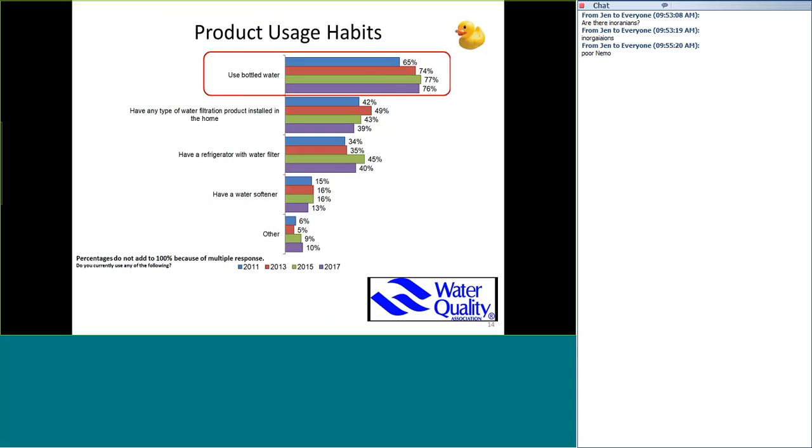Just on another side note, this is the most recent WQA consumer study that just came out. You've all heard me talk about this before, but look at this. In 2017, 76% of the people out there are buying bottled water. By the way, only 13% have a water softener. So when you're setting up a fair booth and you see all the people walking by, almost 8 out of 10 of them are buying bottled water, and let's say even 2 out of 10 are buying water softeners. What are you marketing to? What are you selling?